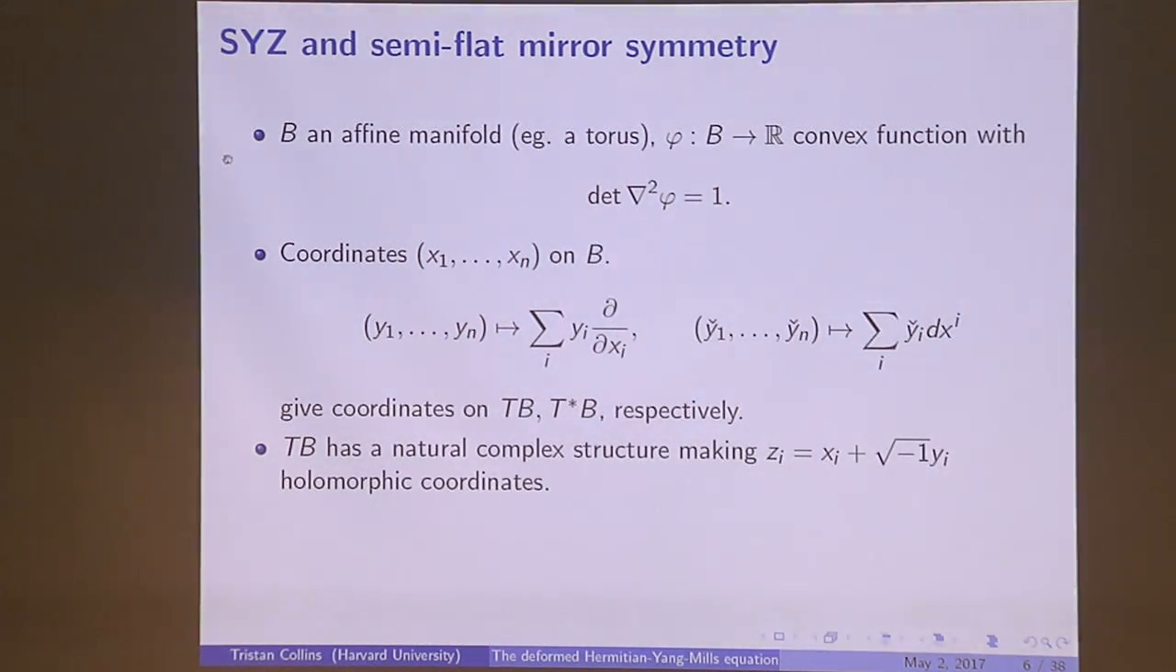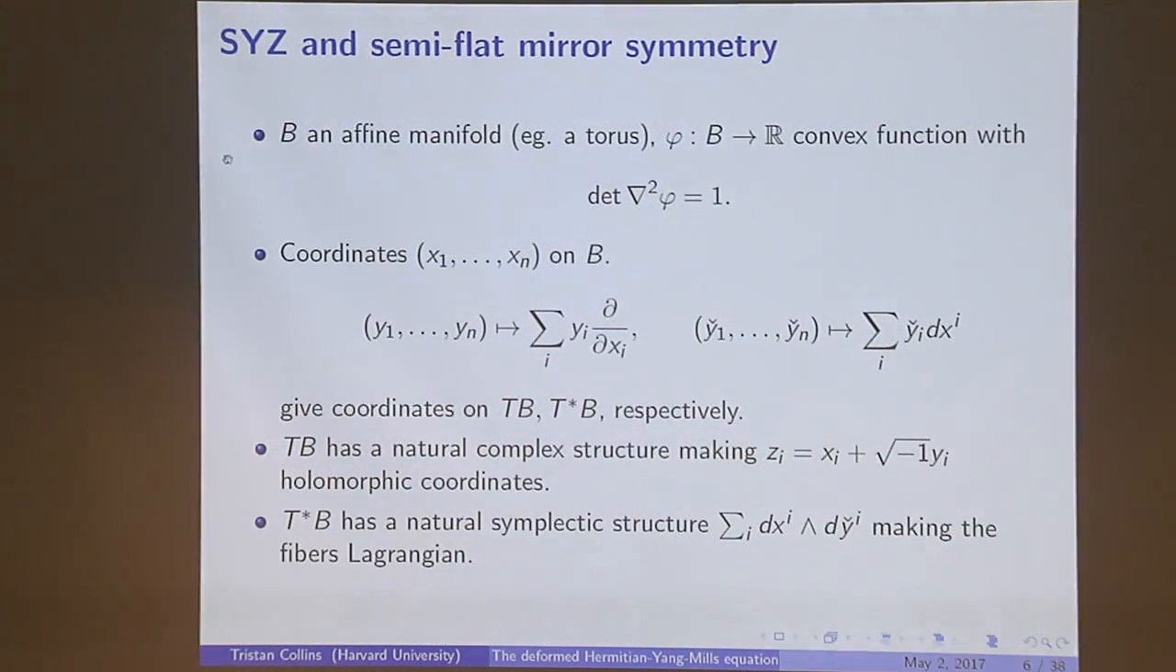And in particular, the tangent bundle has a natural holomorphic structure, right? You just take the complex structure which rotates the fiber coordinates to the base coordinates and vice versa. And that makes these coordinates holomorphic. So we have these holomorphic coordinates on the tangent bundle. And the cotangent bundle, of course, has a natural symplectic structure. So we just take the usual symplectic structure on the cotangent bundle. And in particular, this makes the fibers Lagrangian manifolds.